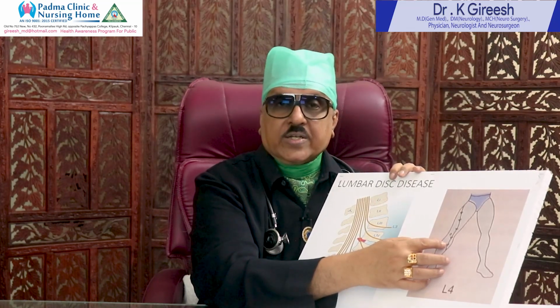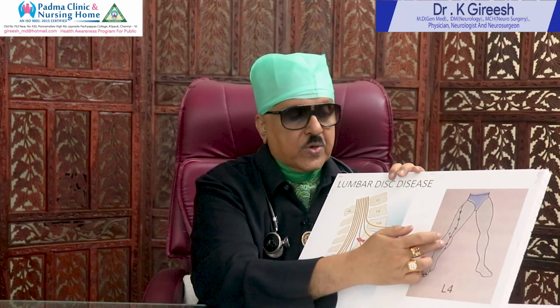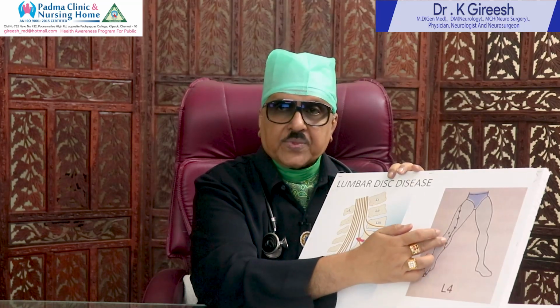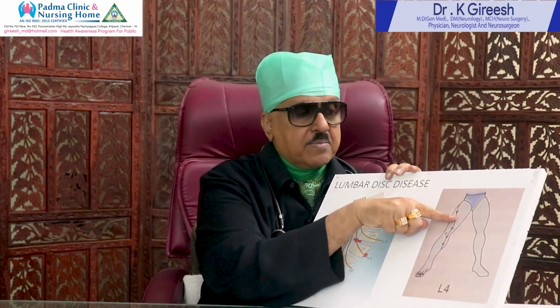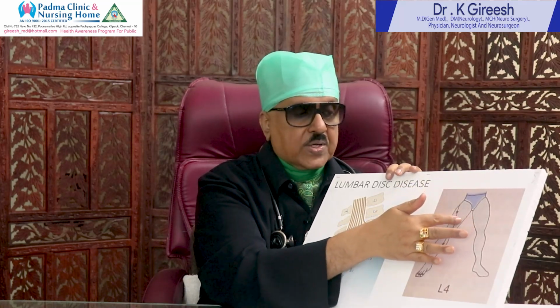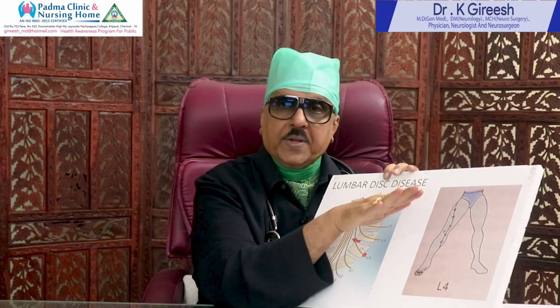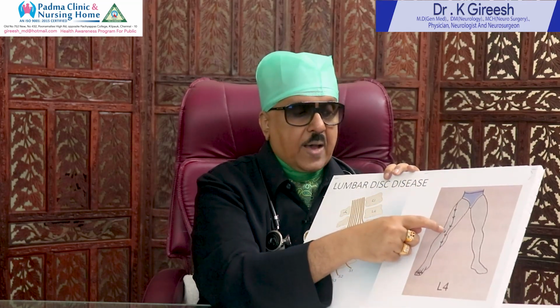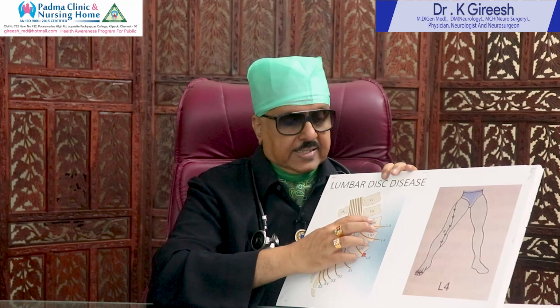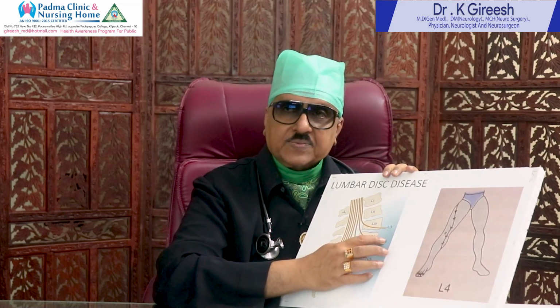The sensation will be impaired on the medial aspect of the leg. Here is a place where you have sensation reduced. Weakness occurs in the thigh muscle, the quadriceps, and the hip adductors on this side. The knee jerk will be diminished. So, this is what happens when an L3, L4 disc compresses an L4 root.